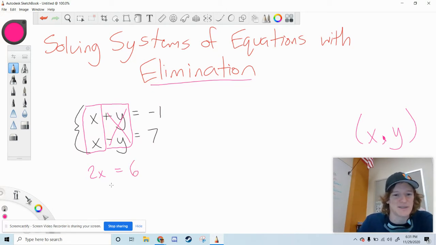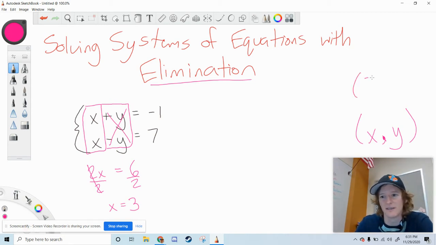And this one's going to come out to be pretty simple. We'll just find out what x is by dividing by 2. Divide by 2, we get x equals 3. Now, they won't all be that simple. They won't all just be that perfect and ready to go, but we figured out what x is already. x is 3. So now we just need to find out what y is.